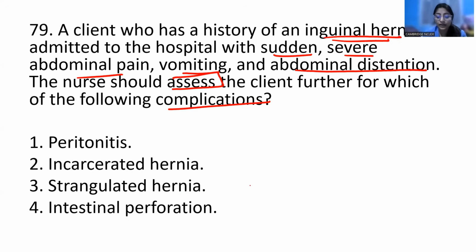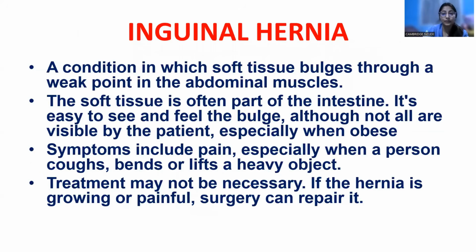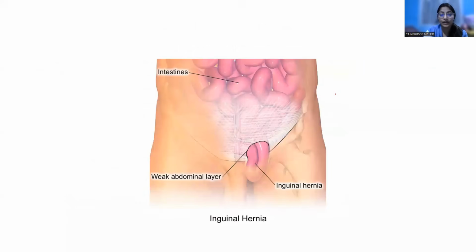Now, first of all, let's talk about what an inguinal hernia is. An inguinal hernia is a condition where soft tissue pushes through a weak spot in the abdominal muscles. The soft tissue is usually part of the intestine. So we can see here that wherever the area is weak, the abdominal muscles are weak, from that area the intestine will bulge out. So this is called an inguinal hernia.